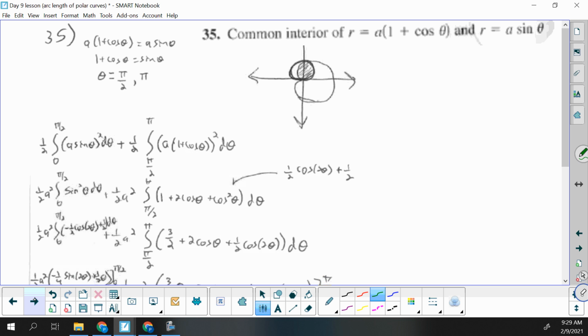All right, so this one we wanted the common interior of the two. So for this, we basically are going to take half of the circle for that one. And then this is a different function. We're just doing that little inner loop. So for the a sine theta, you do a complete loop after pi, because sine theta gets back to 0 after pi. So that's the red one. We're doing half the circle of that from 0 to pi over 2.